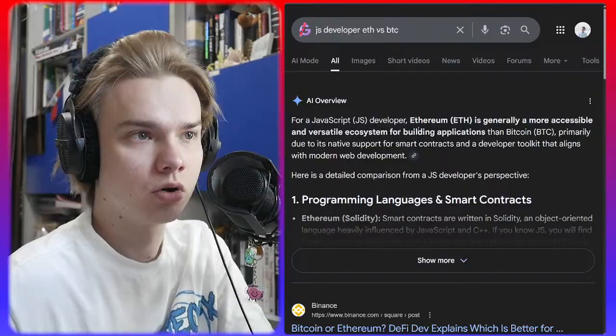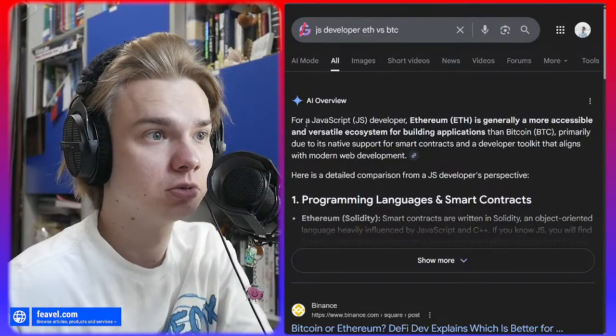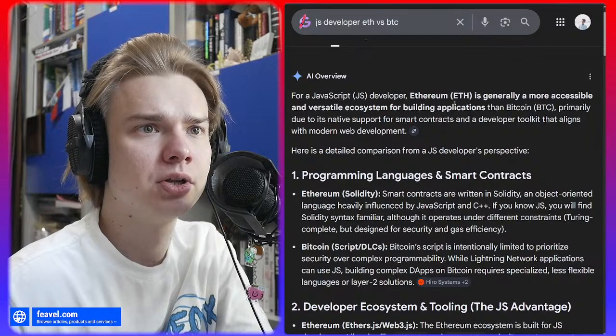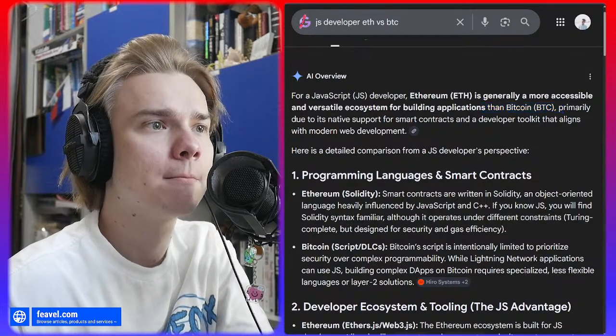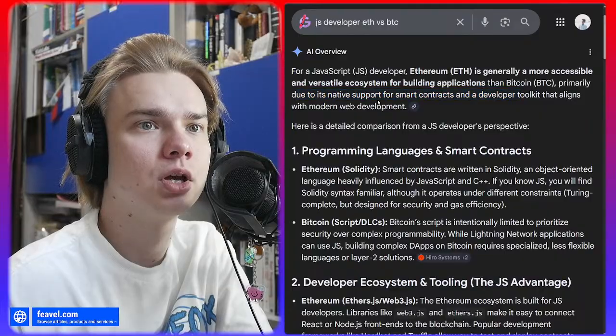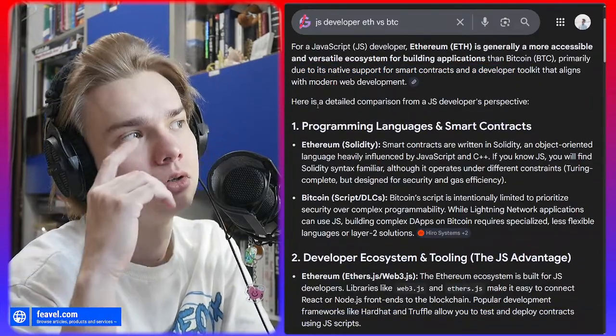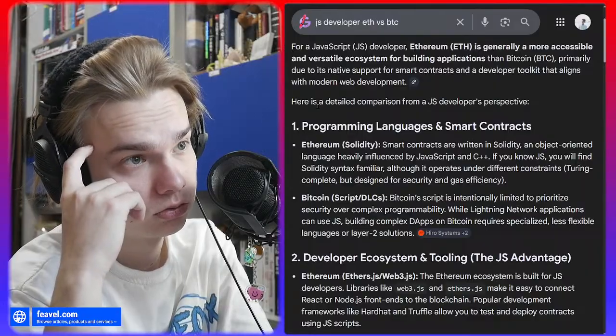Okay, so for JS developers, Ethereum is generally a more accessible and versatile ecosystem for building applications than Bitcoin, primarily due to native support for smart contracts and a developer toolkit that aligns with modern web development. Wow.